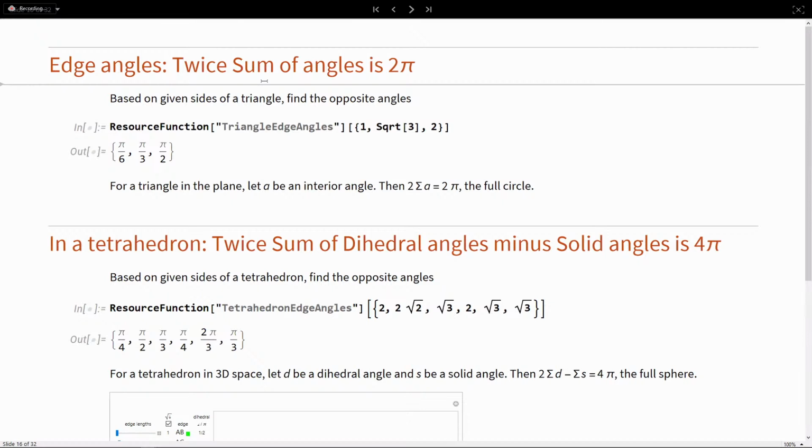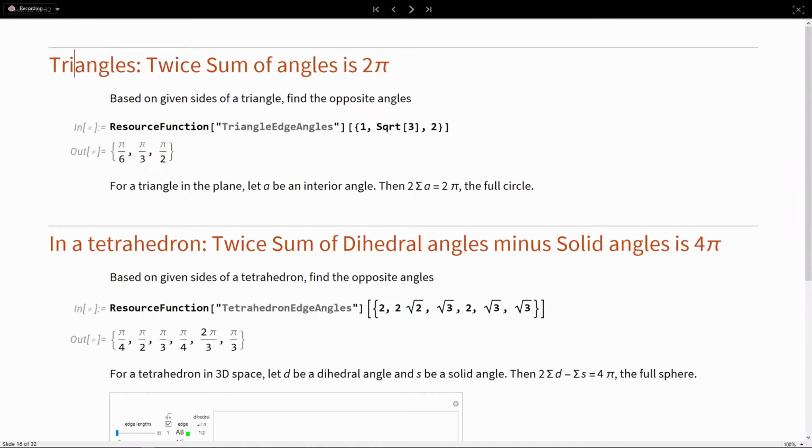Edge angles. If you take twice the sun, twice, this should be triangle angles.